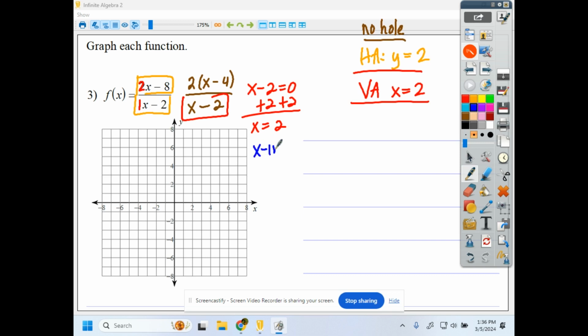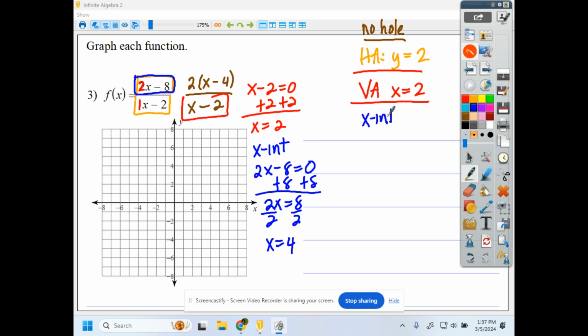Your x-intercept is based on your numerator. So 2x minus 8 is equal to 0. Solve for the x here. Add 8, add 8. 2x equal to 8. Divide by 2, divide by 2. x equal to 4. So therefore, the x-intercept here should be 4, comma 0.